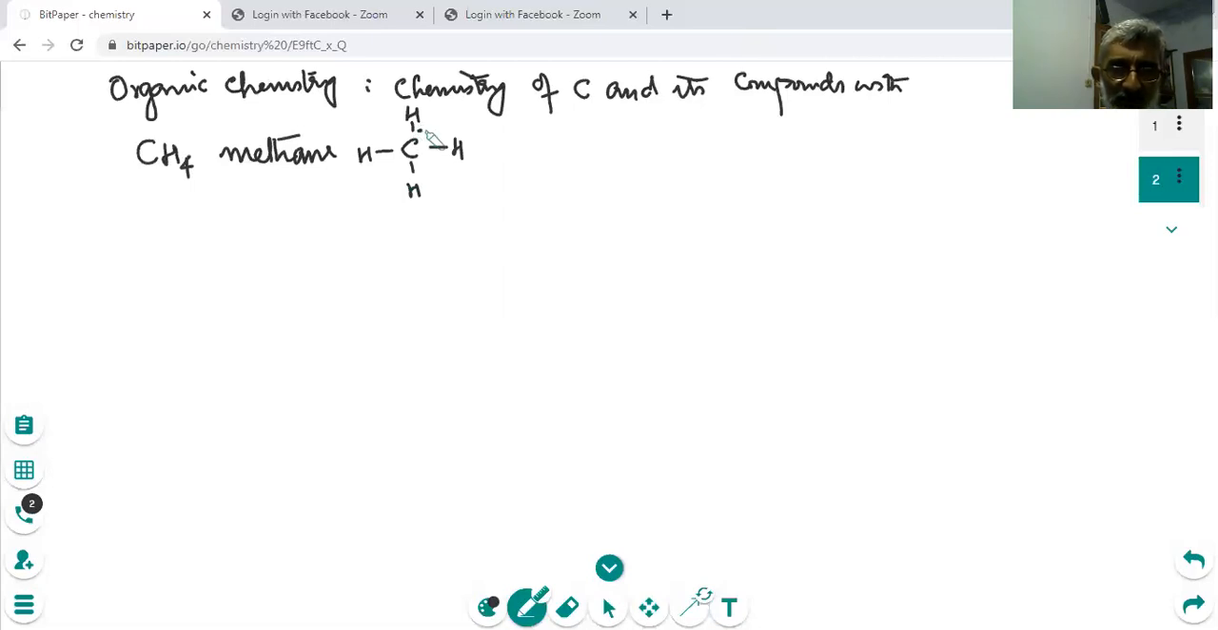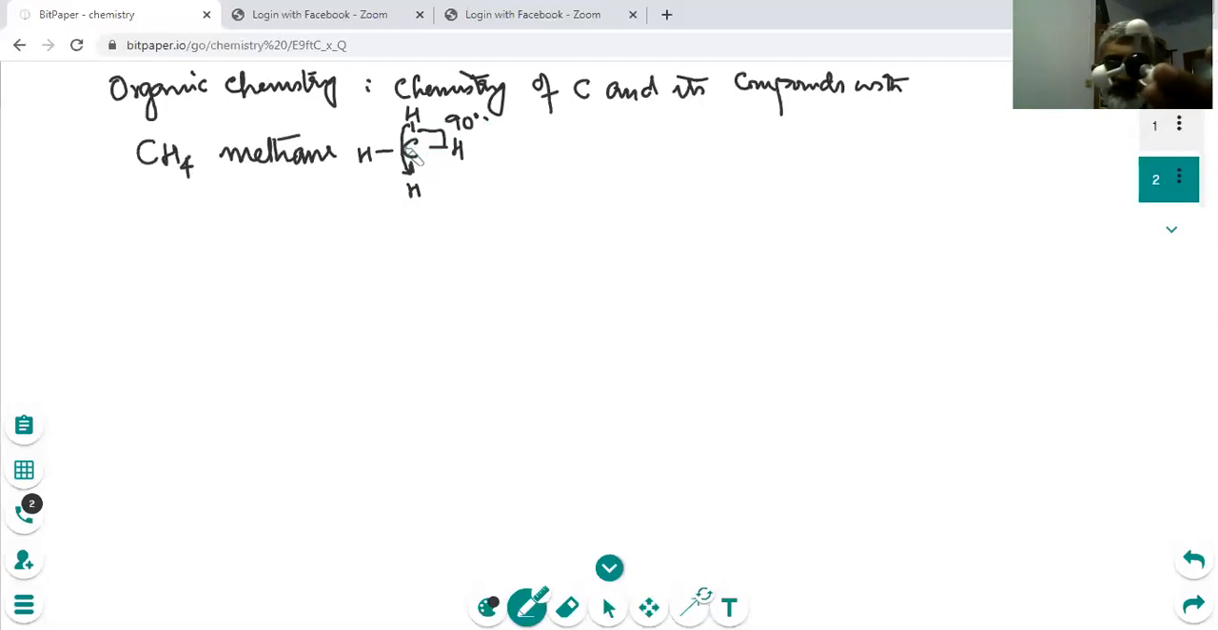But remember, when you draw it in the plane, it is 90 degrees. So this is actually wrong. Because this is 90, and if you take the angle from the front, you'll have 180 degrees. So it is not a planar molecule. You know that it is a tetrahedral molecule like this.